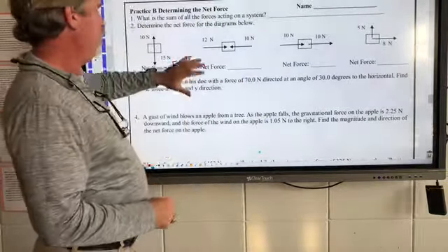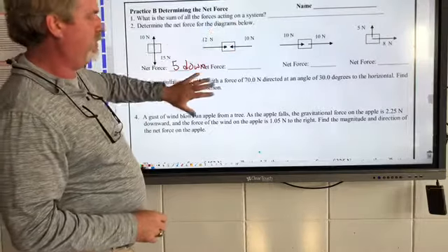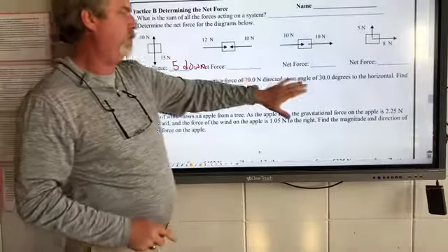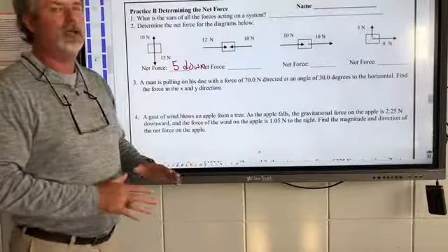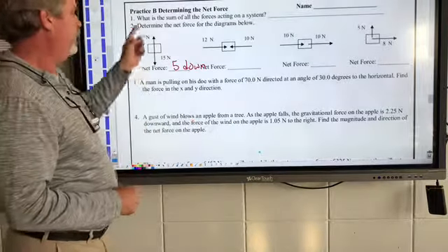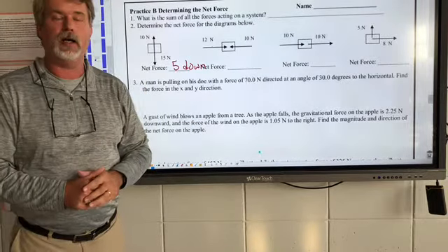All right, once we solve these basic ones, then you got examples where we have the words and you got to draw them: 70 newtons at 30 degrees. You got to find the components just like we've done with lots of the vectors. So I want you to give these a try and submit your work.